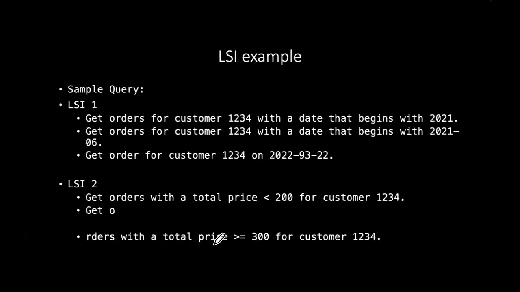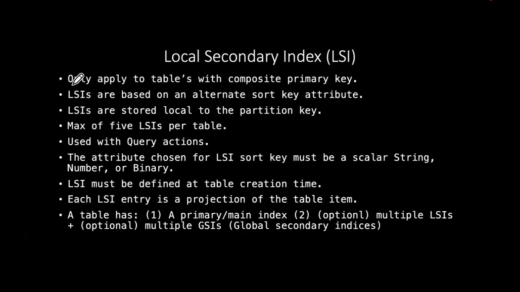So if I go back again to the slide, I'm saying that it only applies to tables with composite primary keys. That's the case. And LSIs are based on an alternative sort key attribute. So that was the actor name versus character name that I was talking about a moment ago. LSIs are stored locally, local to the partition, and that's how I drew it in my picture. They're actually in the same partition. The local secondary index and the main index are in the same partition.